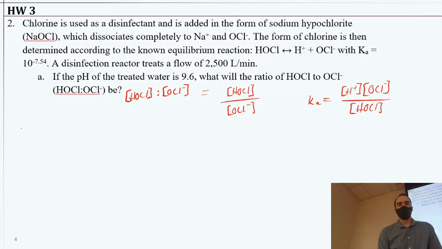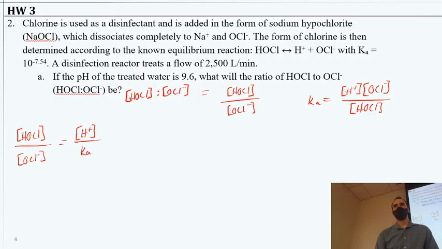So let's do that. I'm going to bring it over here. Let's say HOCl, multiplying both sides by HOCl, and dividing both sides by OCl-. That's going to be equal to, and then we're left with H+ over here, and we need to divide by the Ka. So we've got H+ divided by Ka. That's just rearranging our equilibrium equation, and that's going to give us the ratio that we were targeting.